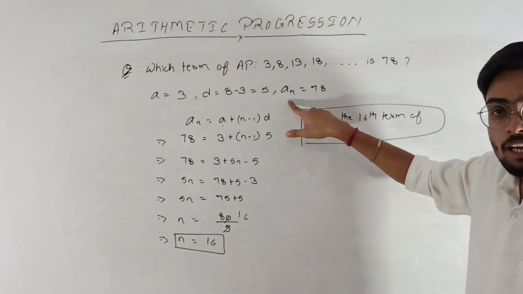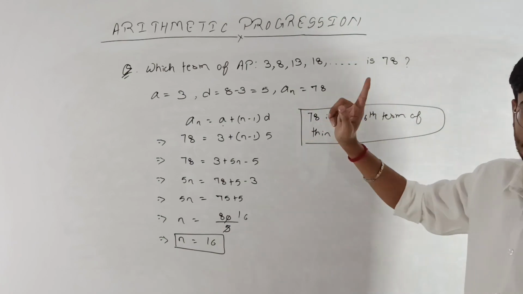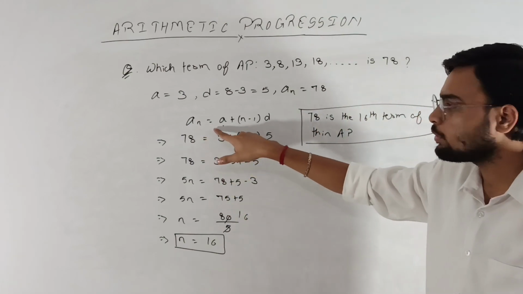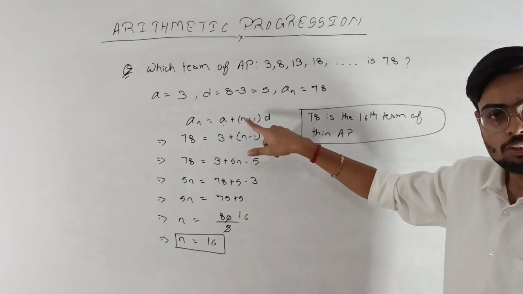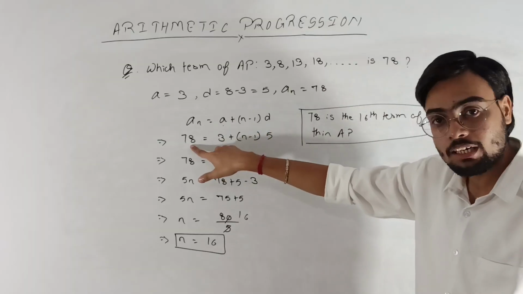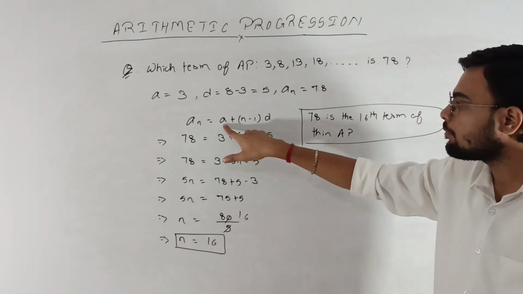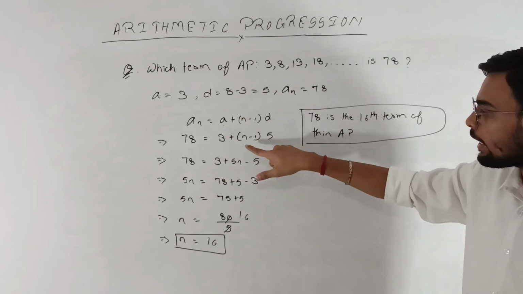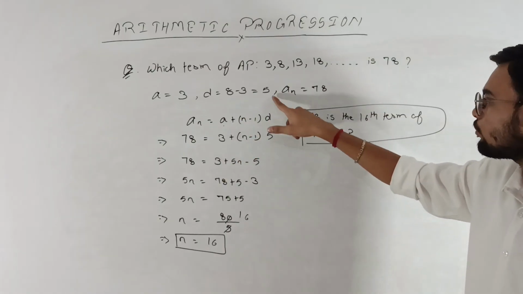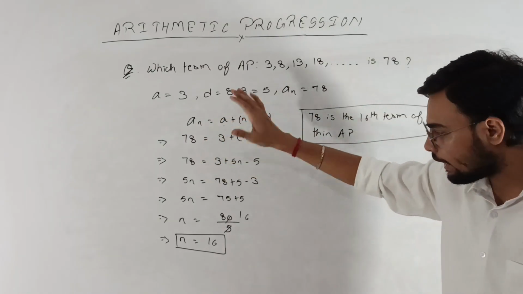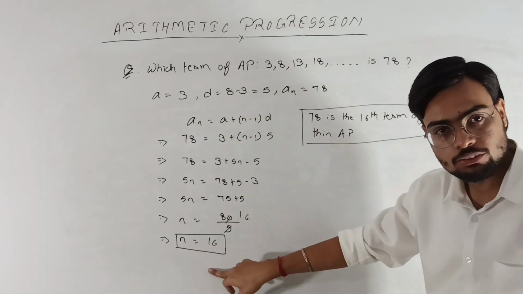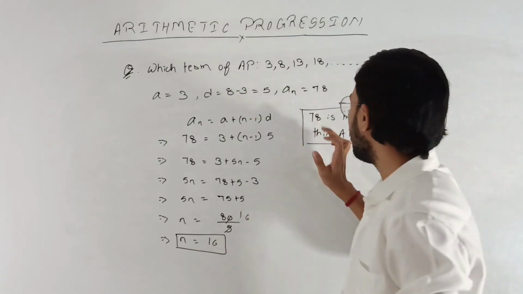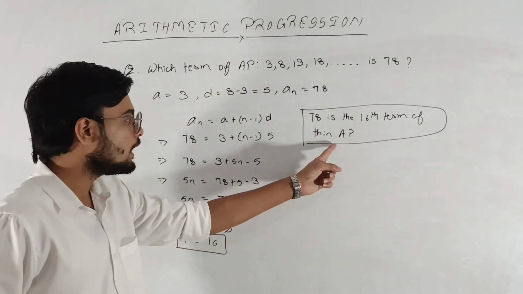This 78 is our nth term. Now what is the formula? An is equal to a plus (n minus 1) into d. So now we have an, I write here an, that is 78. We have a, that is 3, so I write here 3. What we don't have is n, so I write here n. We have to find it. Now d is what? 5. After putting the values, I calculate this, then I get n is equal to 16. So from here I write that 78 is the 16th term of this AP.